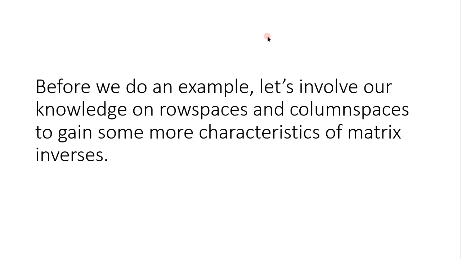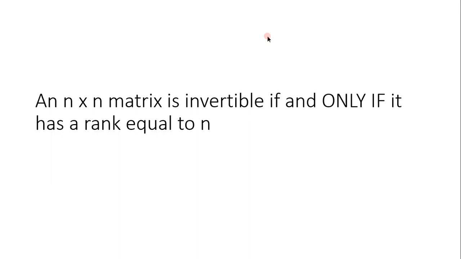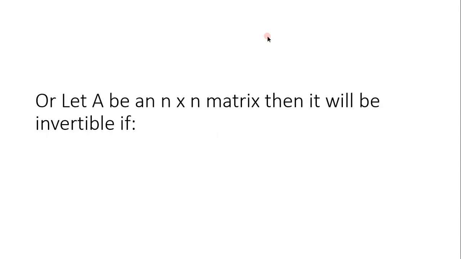Nice and simple. But before we do an example, let's involve our knowledge of row spaces and column spaces to gain some more characteristics of matrix inverses. An n by n matrix is invertible if and only if it has a rank equal to n, which just means if you have a matrix which has 3 columns and 3 rows, or 4 columns and 4 rows, etc., if the rank is equal to the number of columns and the number of rows, the matrix is invertible. There are other ways of saying this.